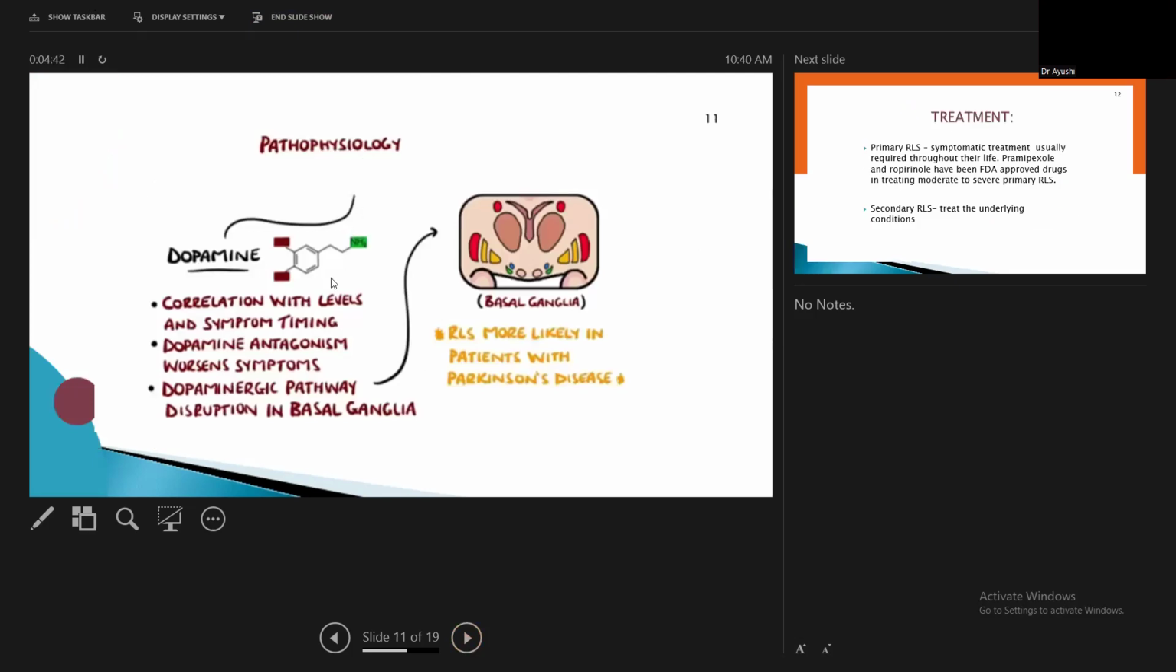This is the pathophysiology by dopaminergic pathways. And as in Parkinson's, we know that dopaminergic pathways are affected. Therefore, RLS is more likely in patients with Parkinson's disease.